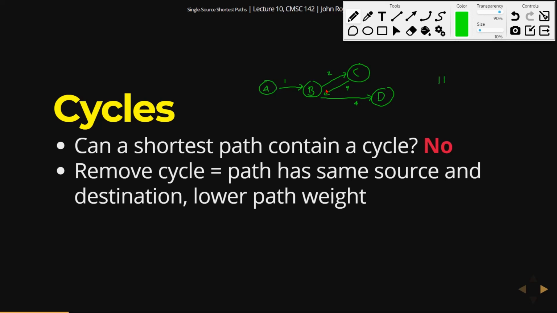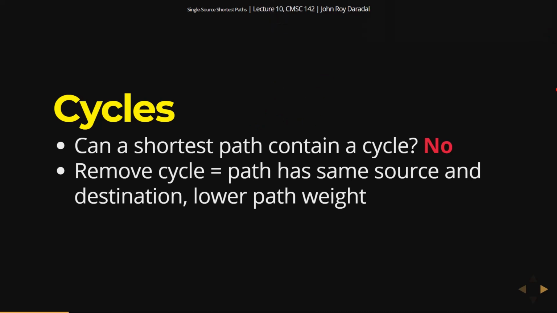That would be 11. But there is a better path that is still taking you from A to D, which is more straightforward. That would be removing the cycle. That would be just from A to B and then from B to D, right? So that would be 1 plus 4. So it only costs 5. So it has a lower path weight when you remove this cycle. Okay? So shortest paths cannot contain cycles.